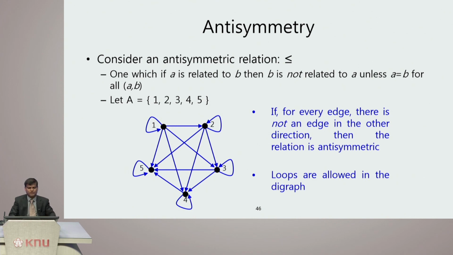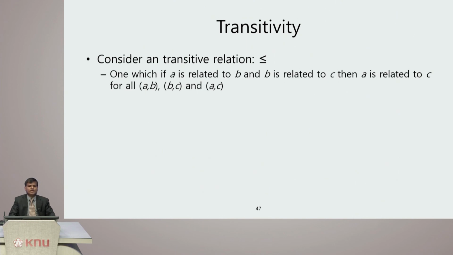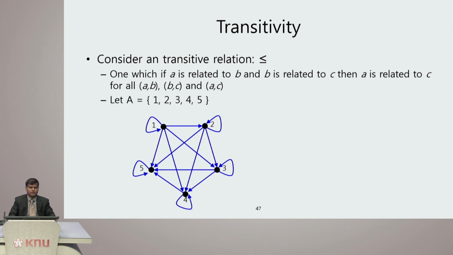So loops are allowed in this diagram of antisymmetry. Transitivity: if A is related to B and B is related to C, then A is related to C. Less than or equal to, we can try this one. If 1 is related to 2 and 2 is related to 3, then 1 is related to 3. So we have an edge or arrow from 1 to 2, and then we have one from 2 to 3. Therefore we also have another from 1 to 3. So that's how it is.